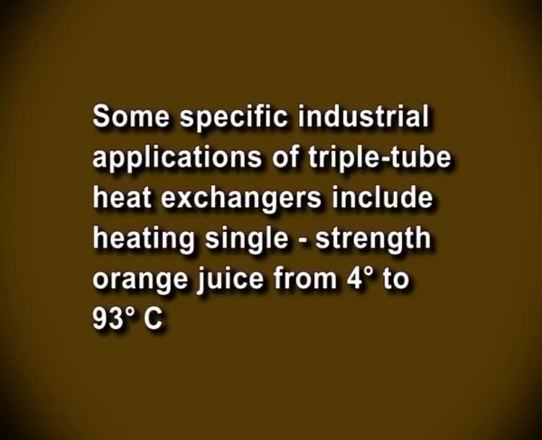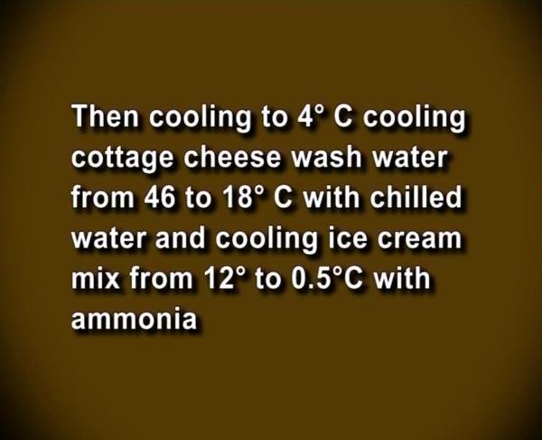Some specific industrial applications of triple tube heat exchangers include heating single strength orange juice from 4 to 93 degrees centigrade and then cooling to 4 degrees centigrade, cooling cottage cheese water from 46 to 18 degrees Celsius with chilled water, and cooling ice cream mix from 12 to 0.5 degrees Celsius with ammonia.